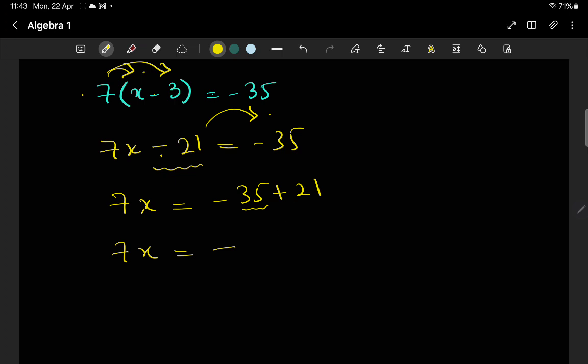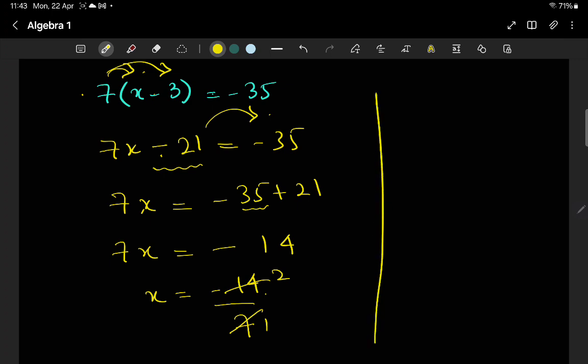So 7x equals minus, plus minus, sign of the greater value. So 35 minus 21 is 14. So we have 7x equals minus 14. So x equals minus 14 over 7. 7 times 1, 7 times 2. So we have x equals minus 2. This is the answer.